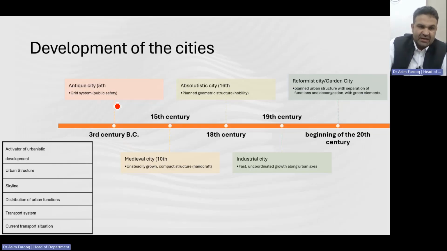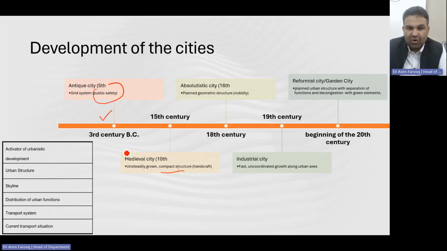We will try to understand how human settlements were actually taking place, where public safety was the top priority. Then within the 10th to 15th century, things were moving within the framework of a compact structure, so that we can merge or accommodate more people, and handcraft was also at the top. Then within the 18th century, a little bit of planning and geometric structure started for the noble people. So the nobility concept was introduced in the 16th century.